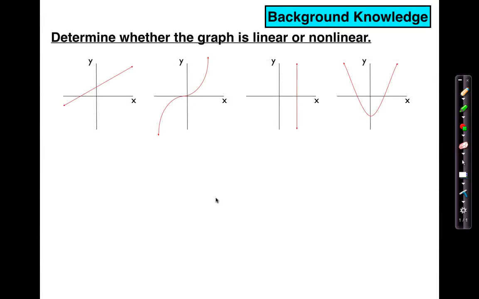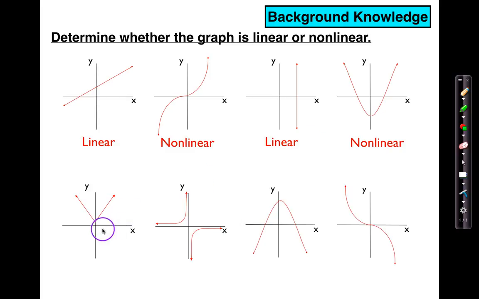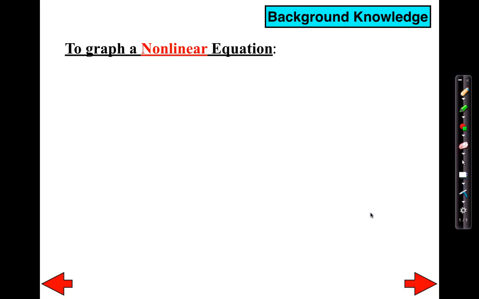We also described graphs as linear and nonlinear. It was described as linear if it was a straight line, and nonlinear if it was not a straight line. So this one would be linear. This is nonlinear. This would be linear because it's a straight line. This would be nonlinear because it's not a straight line. Same thing here. This one's a little bit tricky for some, but I would call it nonlinear because it's not a straight line as a whole. This is nonlinear because the lines are not straight, and so are the next ones.